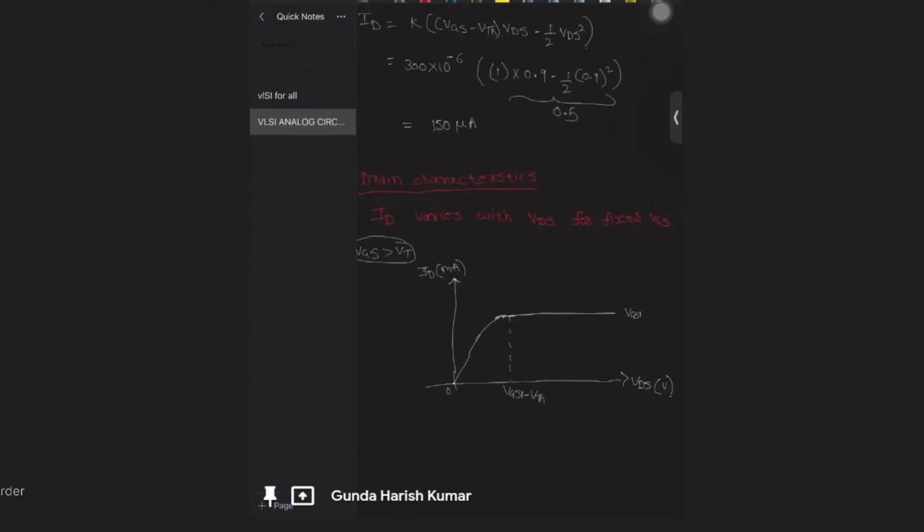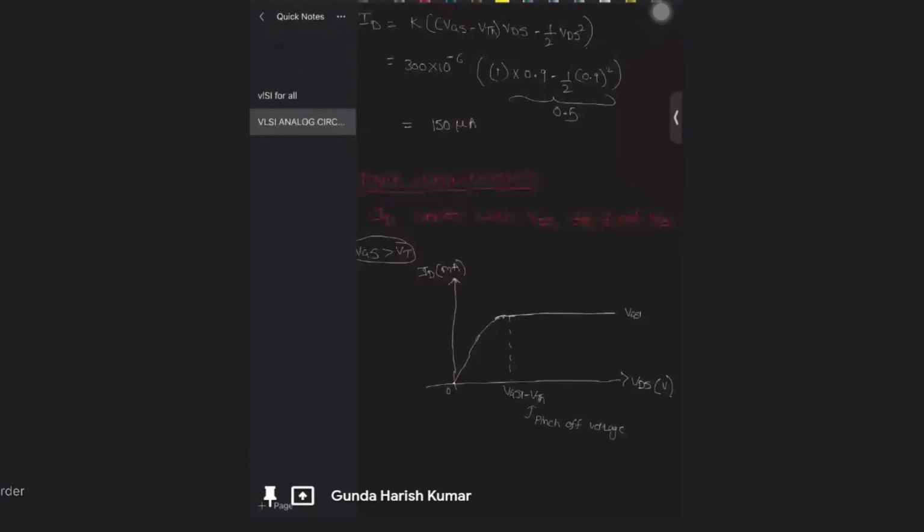So this is the drain characteristics of a MOSFET. As VDS increases up to a certain value, current increases. After it reaches VGS1 minus VTH, that is nothing but the pinch-off voltage or saturation voltage, current becomes constant.